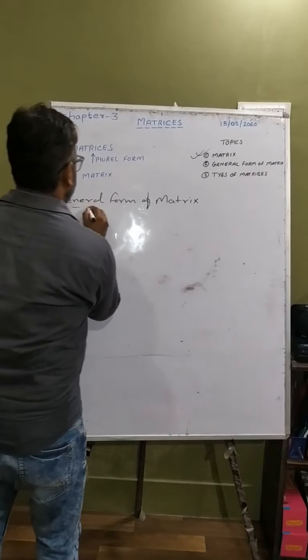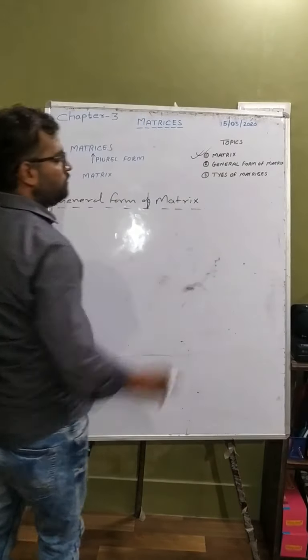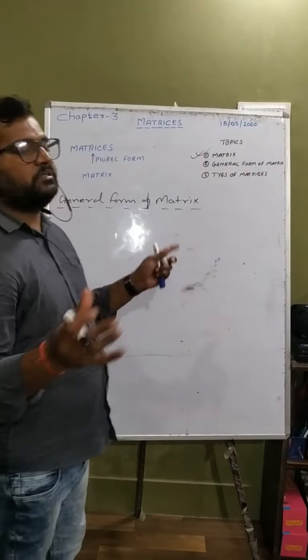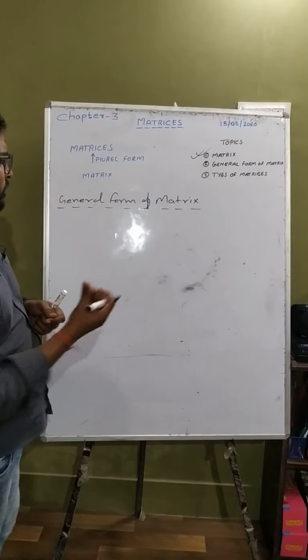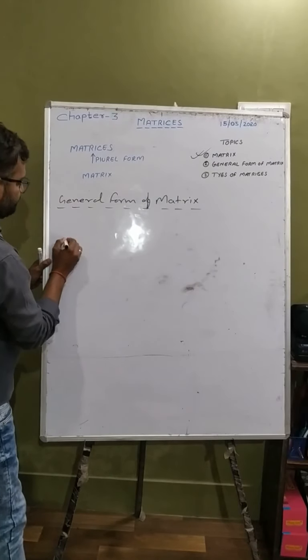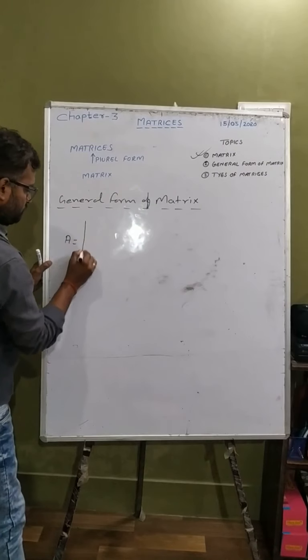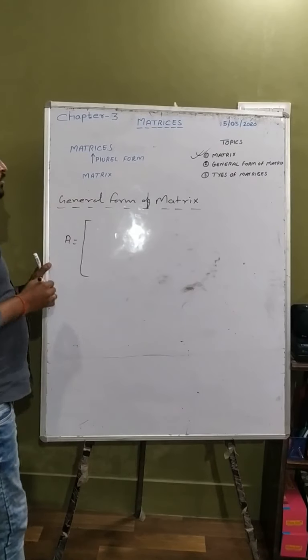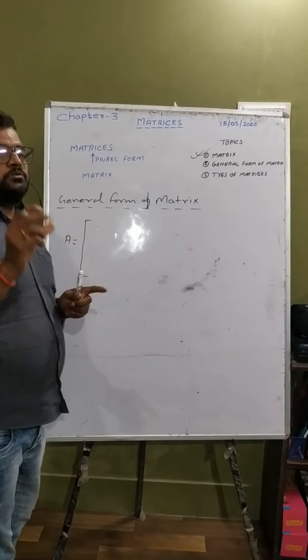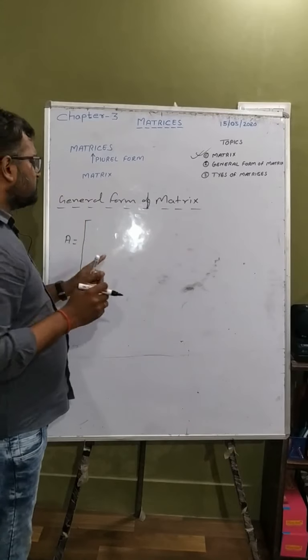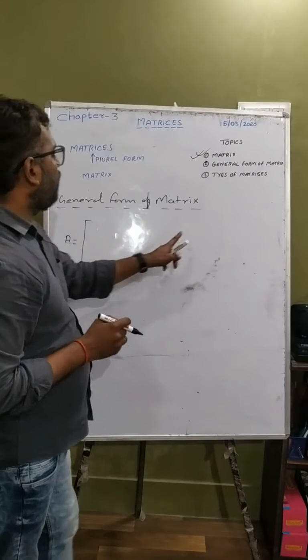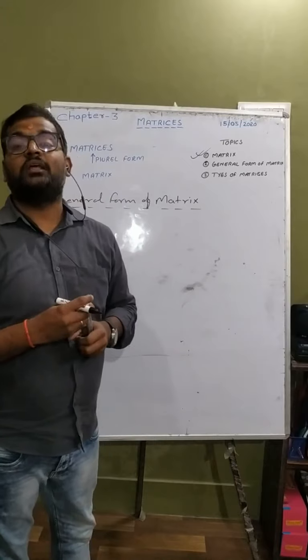General form of a matrix. This is also a very important point: how to write the matrix in a generalized form. I told you that in a given matrix, two things are given: one is the term order, and one is the term elements.